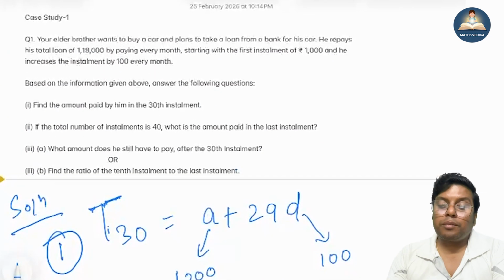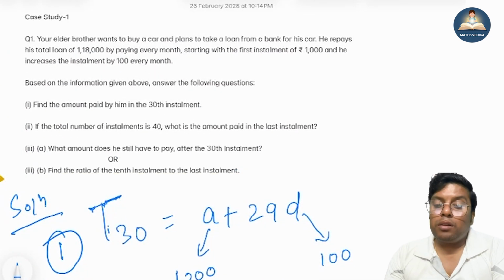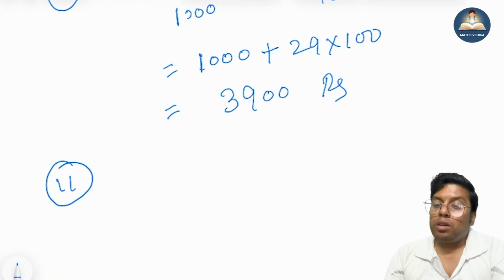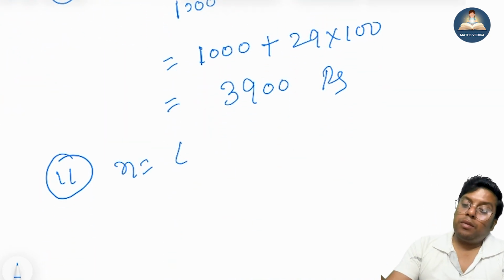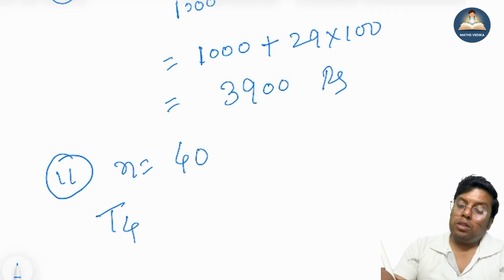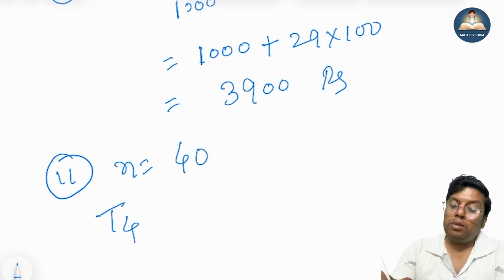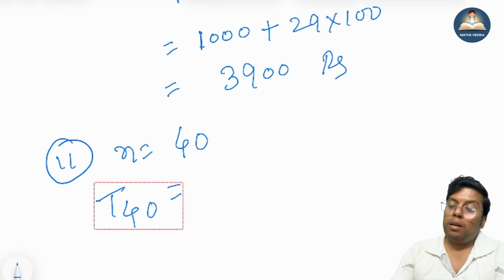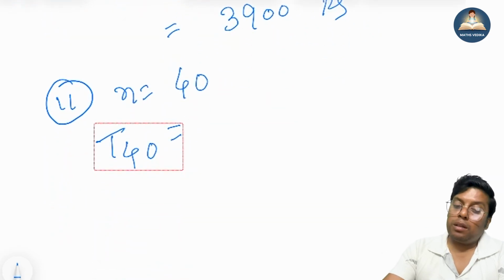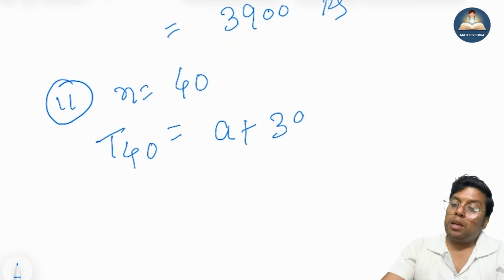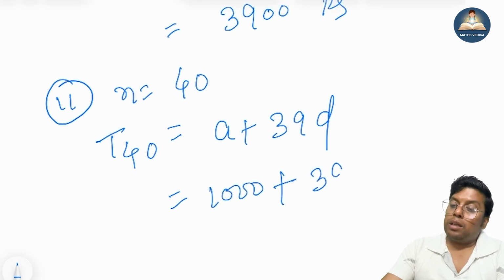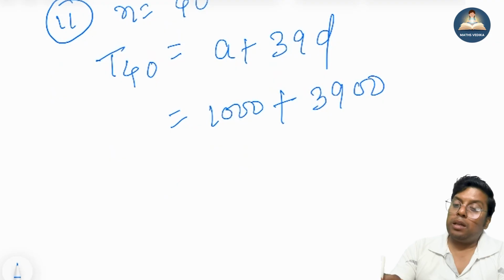Okay, so this is question number 1. Question number 2: if the total number of installments is 40, what is the amount paid in the last installment? Okay, so n is 40, so total installment is 40, so we have to find the amount in the last installment. It means we have to find the 40th term of the given AP. So T40 will be a plus 39d. A is 1,000 and 39 into d will be 3,900, so it will be 4,900 rupees.